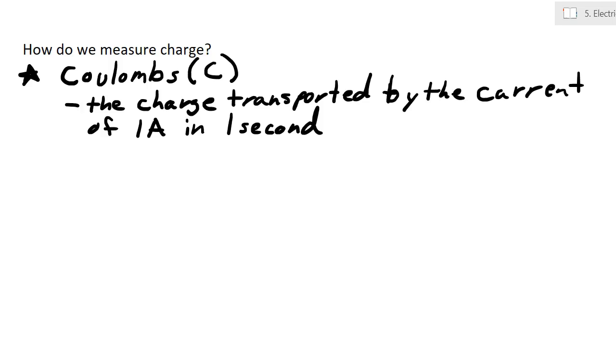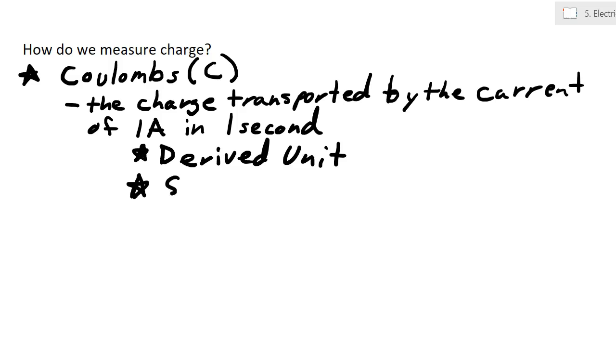So how do we measure the amount of charge that we're dealing with? We measure the amount of charge using units called coulombs, which we abbreviate with a capital letter C. We define the coulomb as the charge transported by a current of 1 ampere in 1 second. Because it's defined by a different unit, the ampere, and a second, it is a derived unit, and because charge has no direction, it is a scalar quantity.